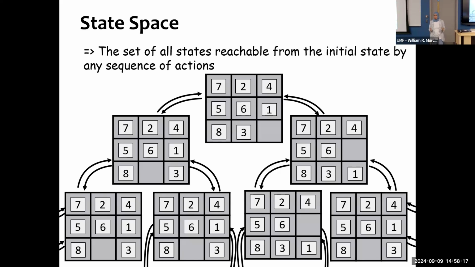So this defines the state space, which is, given each action and each possible state, what can result. This state space is the set of all states reachable from the initial state by any sequence of actions.